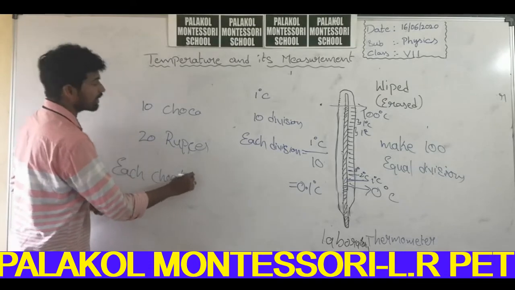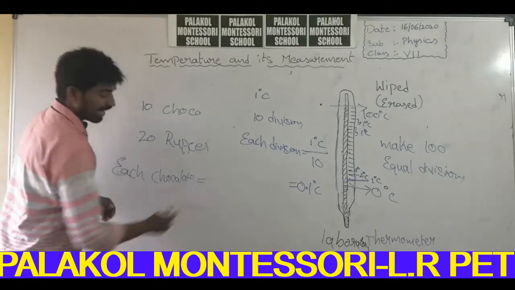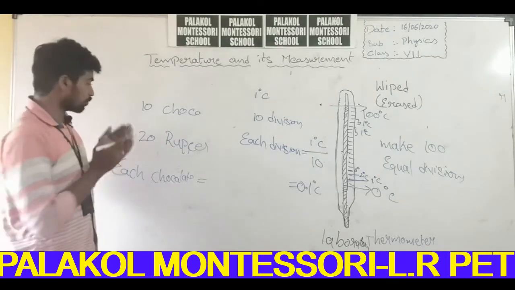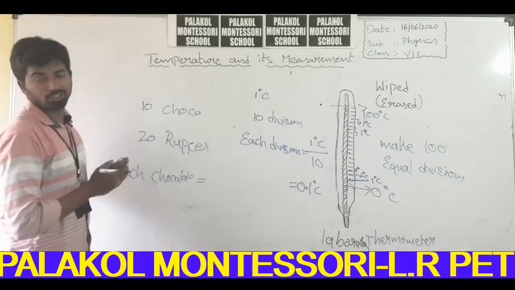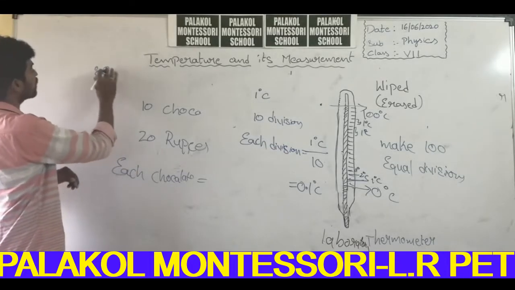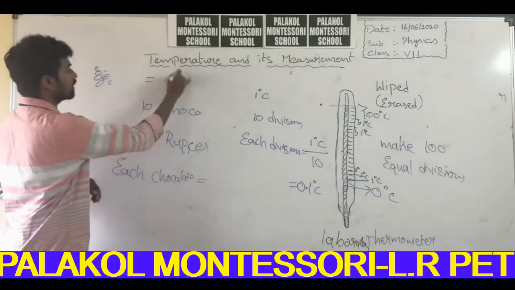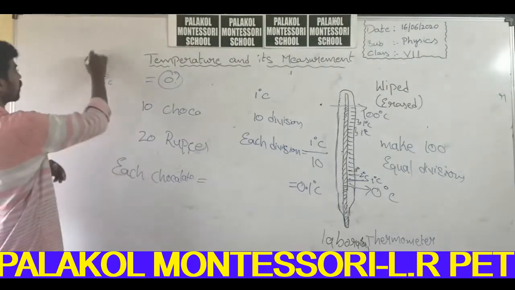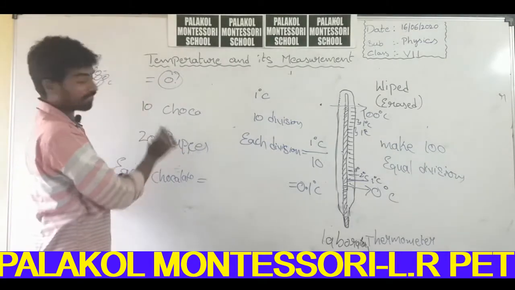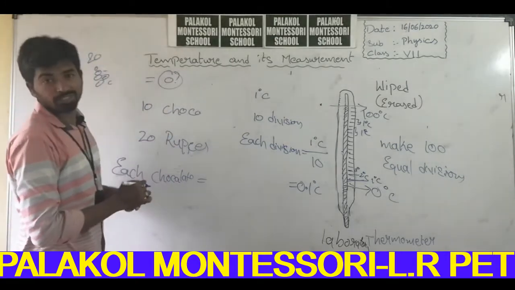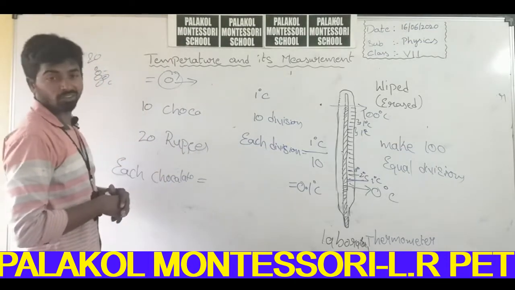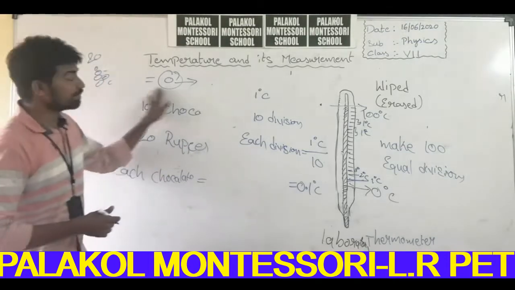What I was asking is, I gave the cost of multiple chocolates: 10 chocolates cost 20 rupees. I separated one chocolate from this group and asked what the cost of this one chocolate is. What I have made here is a division.